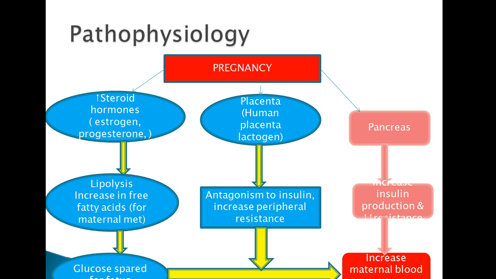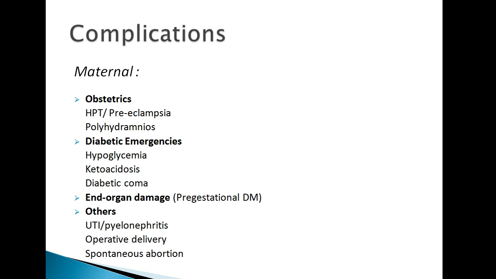So high sex steroid hormones such as estrogen and progesterone promote lipolysis and increase free fatty acids. So the glucose is spared for the fetus and increases the maternal blood sugar. It's the same with the placenta and also the pancreas. This will promote all the insulin resistance and gluconeogenesis, which causes the increase of blood sugar.